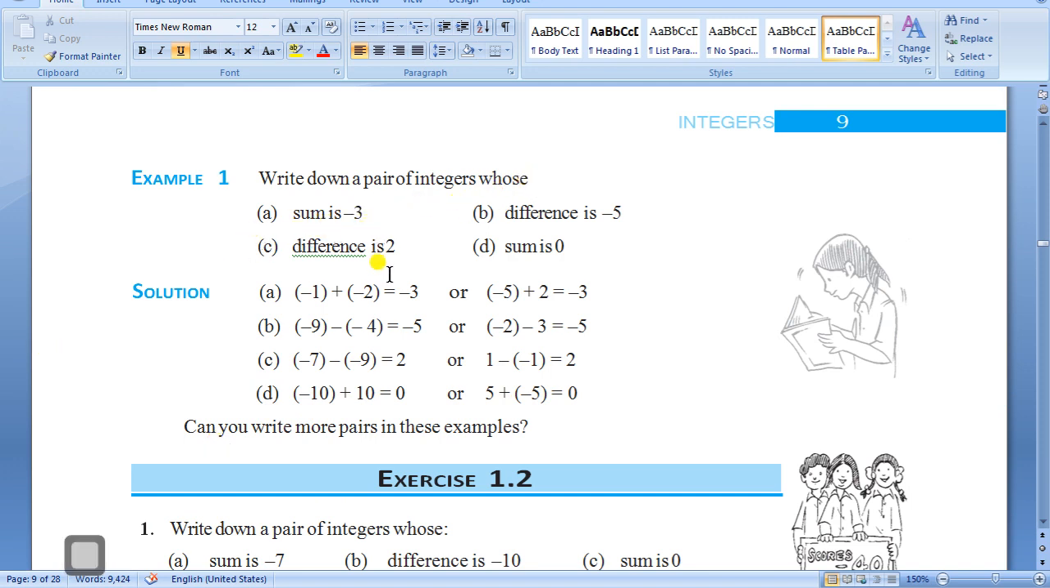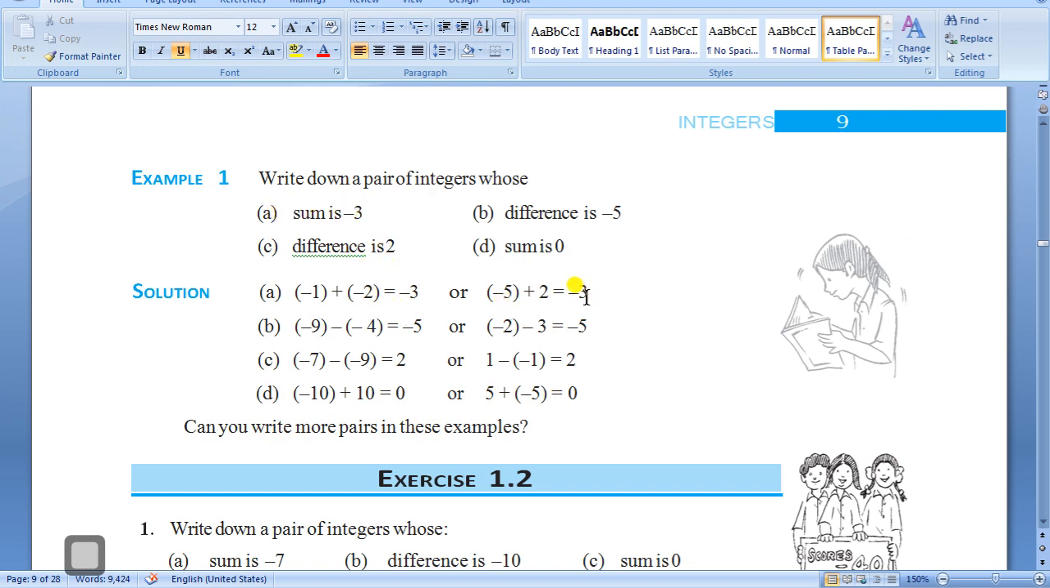Here you see, write down a pair of integers whose sum is minus 3. That is, minus 1 plus minus 2 is equal to minus 3, or minus 5 plus 2 is equal to minus 3. Minus 9 minus minus 4 is equal to minus 5, or minus 2 plus minus 3 is equal to minus 5. Minus 7 minus minus 9 is 2, and 1 minus minus 1 is equal to 2. Minus 10 plus 10 is equal to 0. 5 plus minus 5 is equal to 0. Right? Can you write more pairs in these examples?